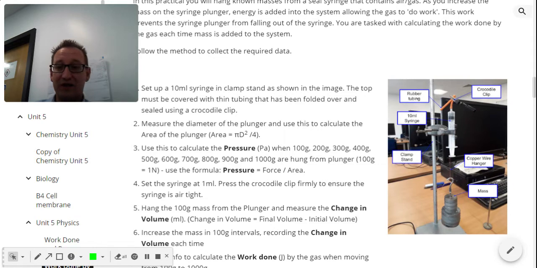Now, what we can compare this to is a spring. What we essentially did is we stretched the air. So as the air was stretched in that syringe, if you let go, what happened is the air recoiled and pulled the plunger back up. And that recoil is essentially the gas doing work. And what we can do is calculate the work done by the gas at a given volume and pressure.